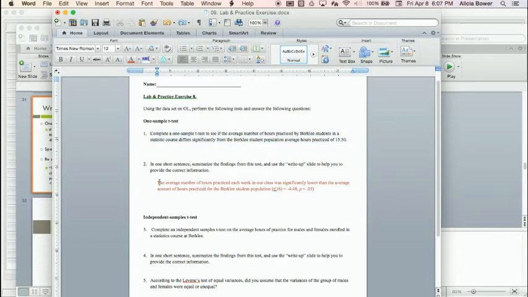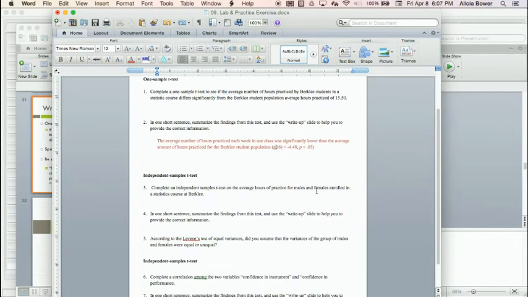Here is where you'll say what you found. The average number of hours practiced each week in our class was significantly lower than the average amount of hours practiced for the Berkeley student population. And then I would write up the t-value: how many degrees of freedom you had for your test, the actual t-value, and whether or not the significance associated with that t was less than 0.05.